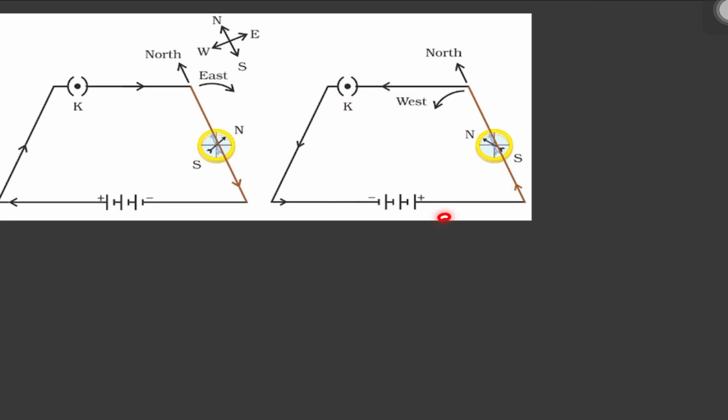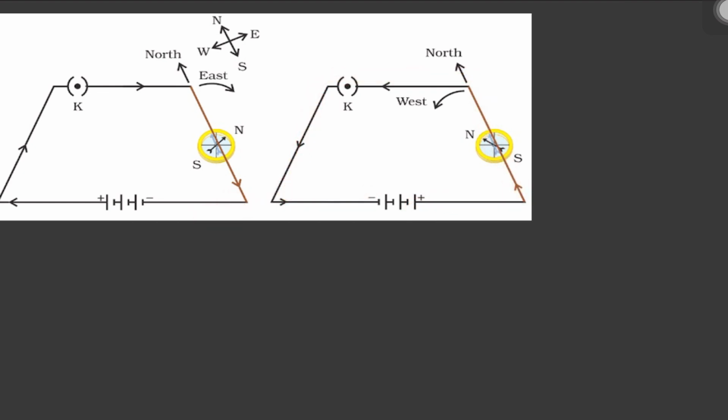Coming to the second trial. Here we have interchanged the positive and the negative terminals of the battery. As a result, what happens? The current flows in this direction, that is from positive to negative. So it is in the reverse direction compared to the first trial.